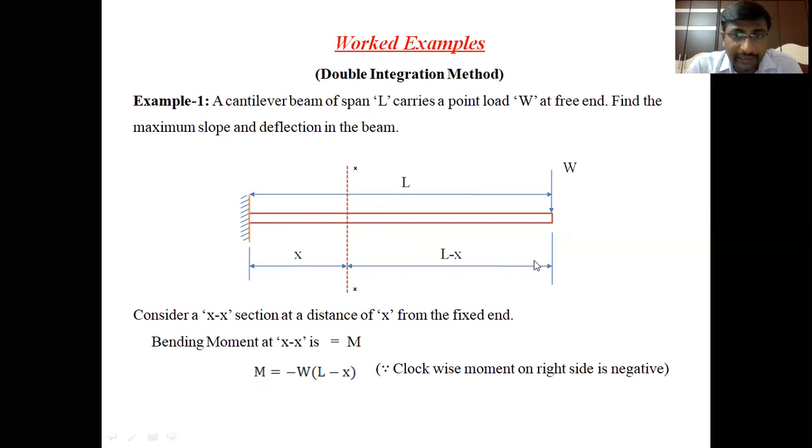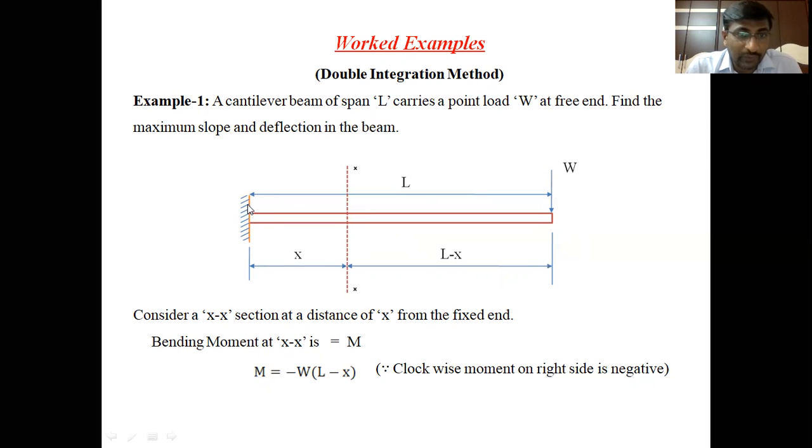X is equal to L means at the free end. If we consider the section at the free end, x becomes L, so L minus x is 0. If the same section is considered at the fixed end, then the x value is 0. That means whenever x is equal to 0, that end is the fixed end, and whenever x is equal to L, that is the free end. In this case, the boundary conditions for this cantilever beam are at x is equal to 0.